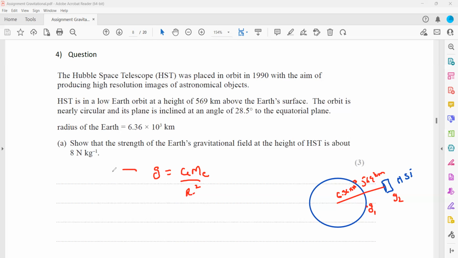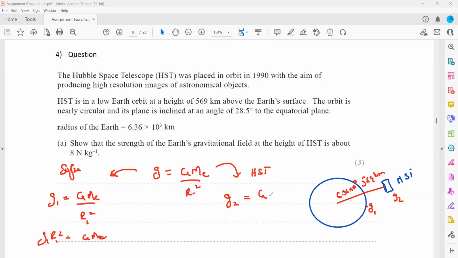So if I want to write the first one, this will be G1, the gravity on the Earth surface. I say G1 is equal to capital G, the mass of Earth, and radius R1 square. Or I can say G1 R1 square is equal to G into mass of Earth. And the second expression, I can write for the Hubble Space Telescope. That is gravity at the Hubble Space Telescope, G2, is equal to G, the mass of Earth, and R2 square. And what is R2?